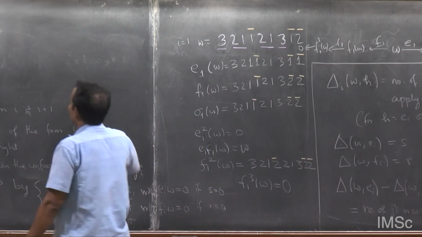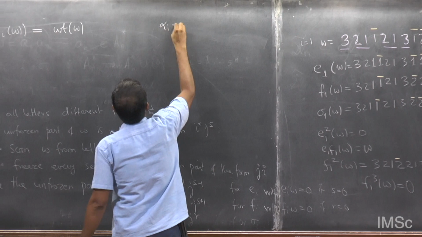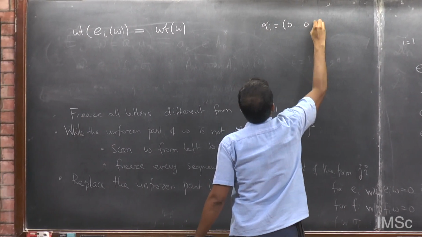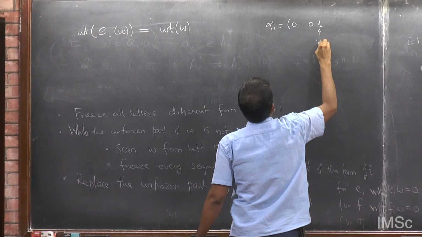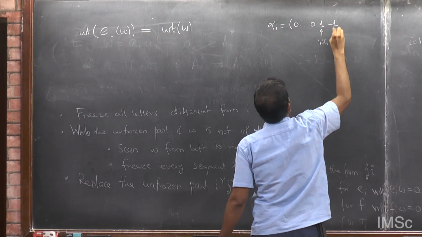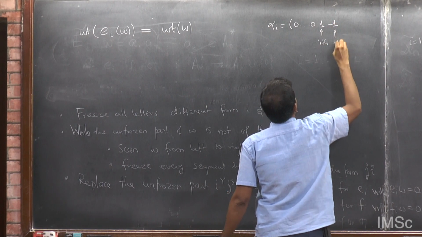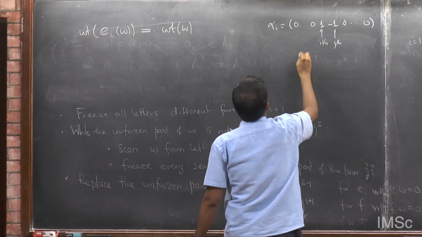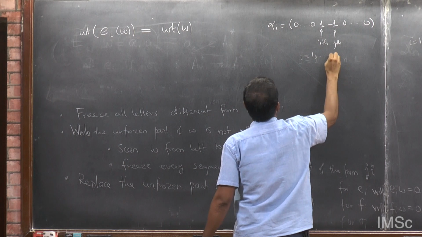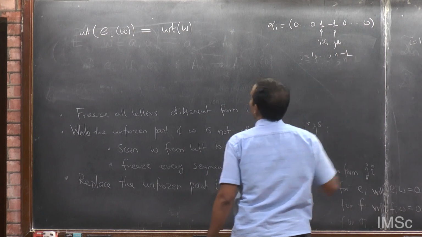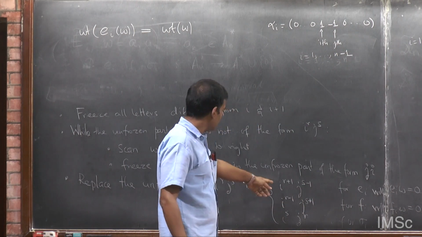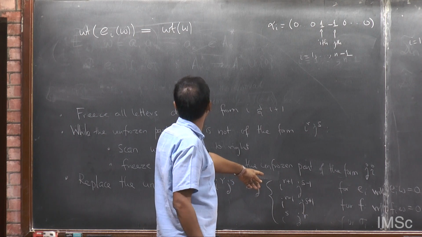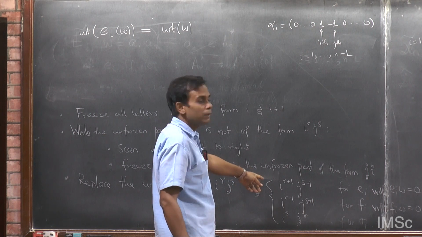Since I didn't use it in this course, alpha i is the vector 0, 0, 0, 1 in the ith place, minus 1 in the jth place, and then 0, 0, 0. So you have these vectors for i equals 1 to n minus 1. And now what I am doing is increasing the number of i's. So it's plus alpha i.